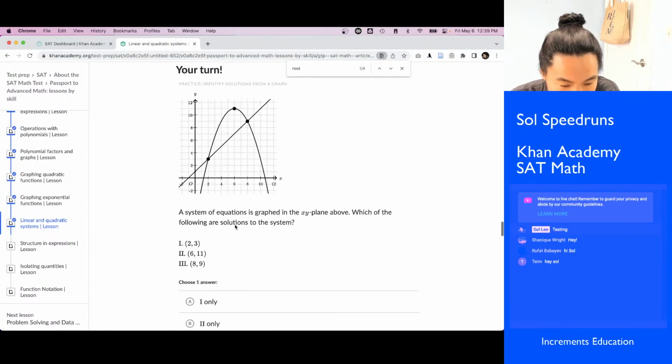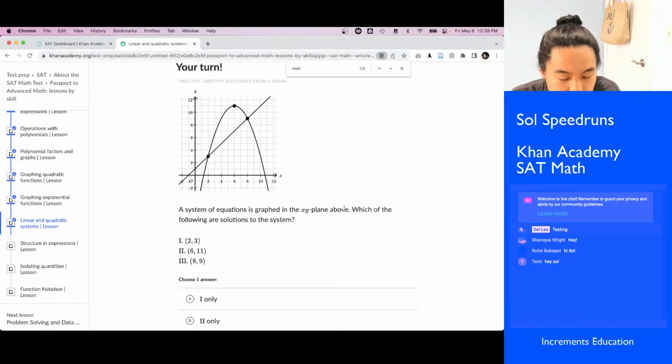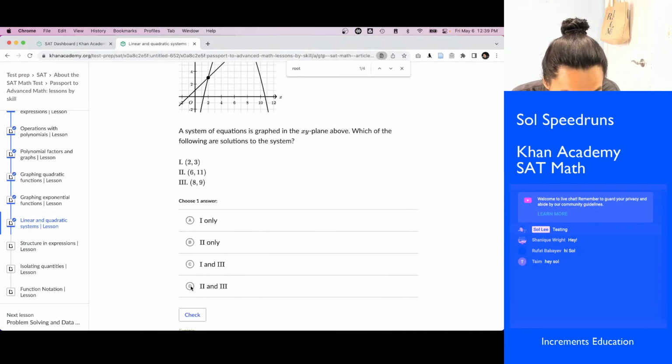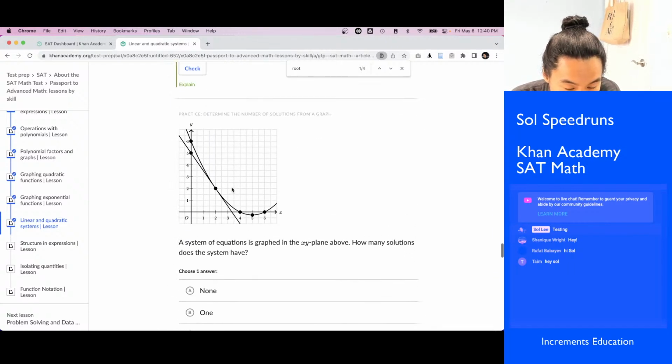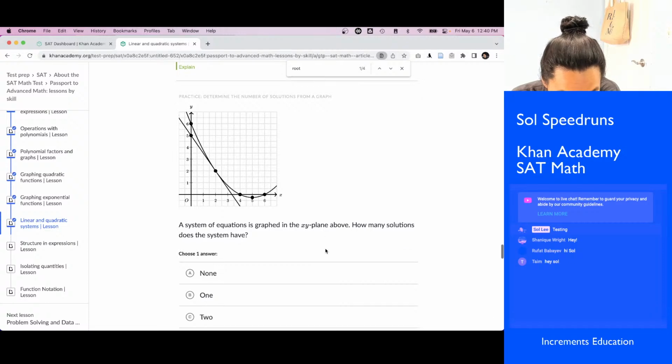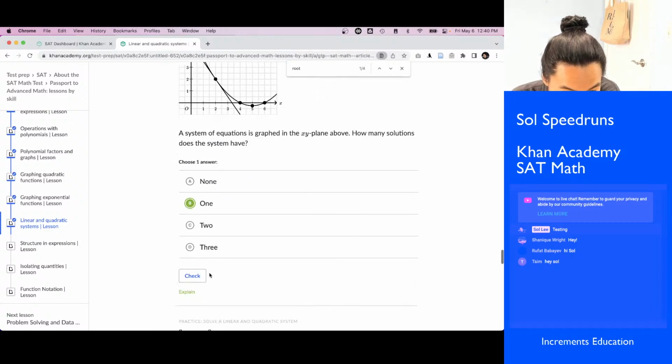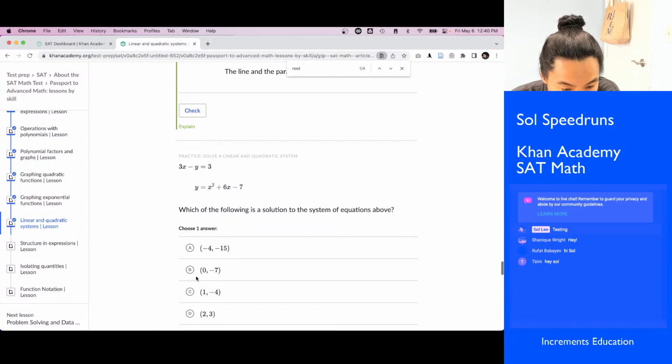Should I do this? Graph in an xy plane above, which of the following are solutions? Hang on. 2, 3 is a solution. That's correct. 8, 9 is a solution. So 1 and 3. Booyah. And then this is how many solutions? 1. 1, my man. And then what's this?